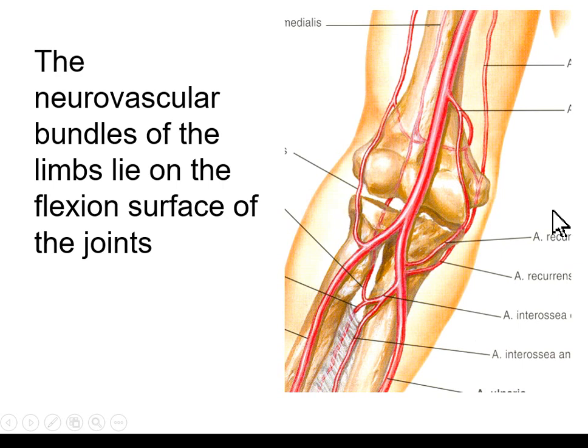The neurovascular bundle of the limbs lie on the flexion surface of the joints. We can see the elbow joints. This is anterior surface of the elbow joints, as neurovascular bundle lies on the flexion surface. When we flex the elbow joints, we help the blood direction inside the vessels.